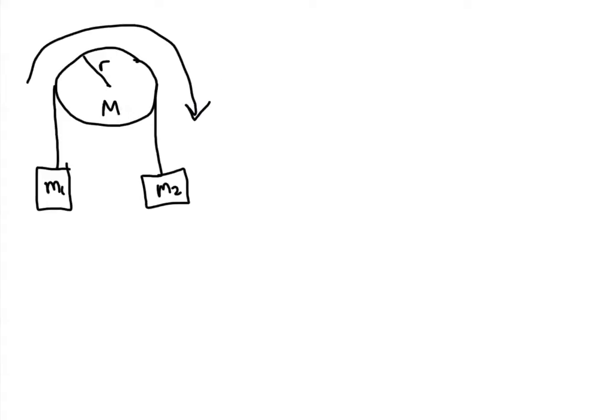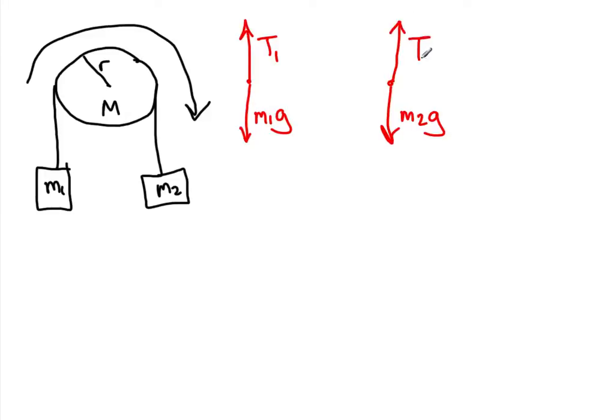So the first thing that we have to do is draw some free body diagrams for the two hanging masses. So let's do that. For M1, we've got M1G pointing down, and we've got tension number 1 pointing up. For M2, we have M2G pointing down and T2 pointing up.